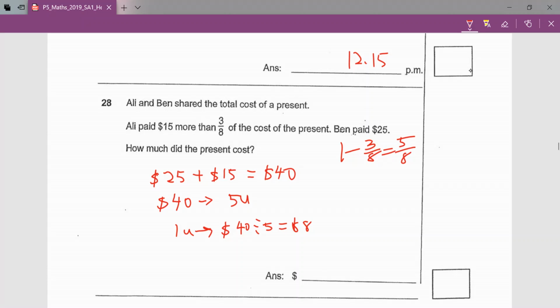How much did the present cost? 1 whole is 8 units. The present cost $8 times 8 units, which is $64.